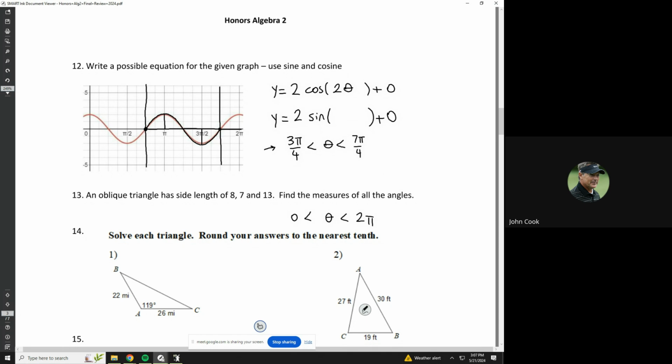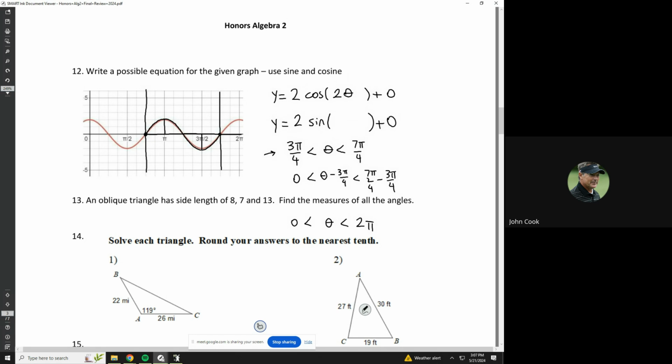So the first thing I'm going to do is subtract 3 pi fourths to get 0. If I subtract 3 pi fourths from both sides, I get 0. And then I get theta minus 3 pi fourths, and then 7 pi fourths minus 3 pi fourths, sorry. Okay, and then 7 minus 3 is 4. So that turns into 4 pi fourths.